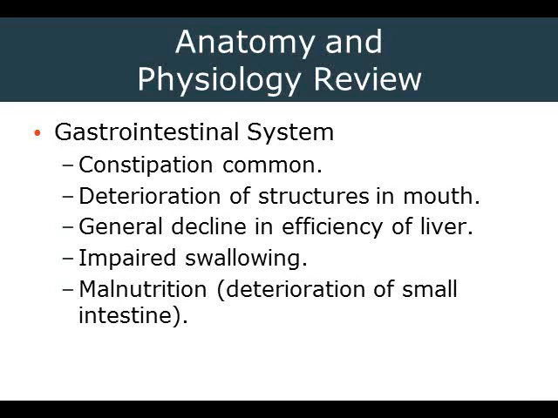GI, constipation, deterioration of structures in the mouth. Remember, many of our elderly patients have dentures, and those dentures don't always fit well. They don't always do quite as good of a job as do natural teeth, so it can become harder for them to eat. Not to mention the loss of gag reflex makes them a little more at risk for aspiration. So we get a problem that's kind of a double dipper. You have a gastrointestinal issue because their swallowing abilities are not quite as good as they used to be. They suck something into a lung, and now they have a respiratory issue.